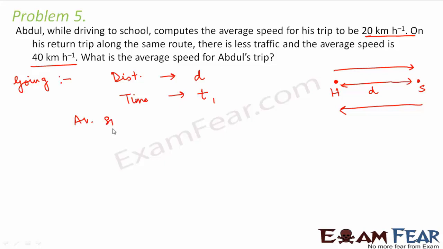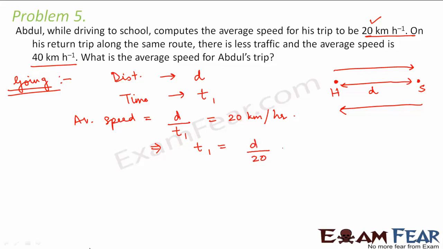Now, according to the question, right now I am talking only about while going. So, while going, average speed will be equal to the total distance divided by total time, and this value is given as 20 km per hour. Right? So, from this, we can say that T1 is equal to D by 20. So, this is my equation 1.